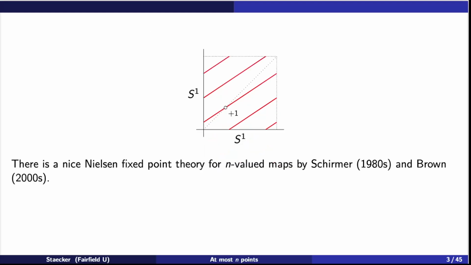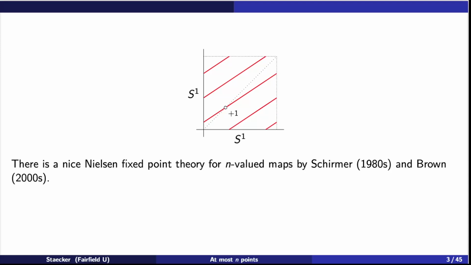And there is a nice Nielsen fixed point theory for n-valued maps, which was defined in the 80s by Helga Schirmer. And then not many people were interested for a long time, and then Robert Brown in the early 2000s started to do this kind of thing again, and now it's become more popular.